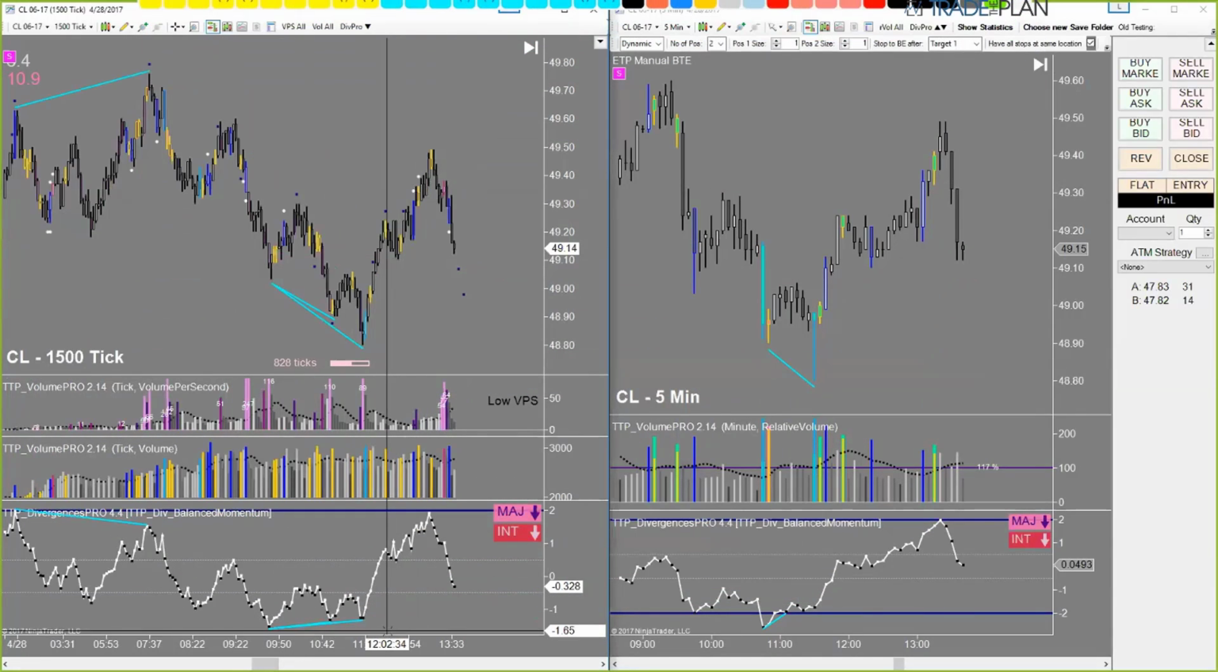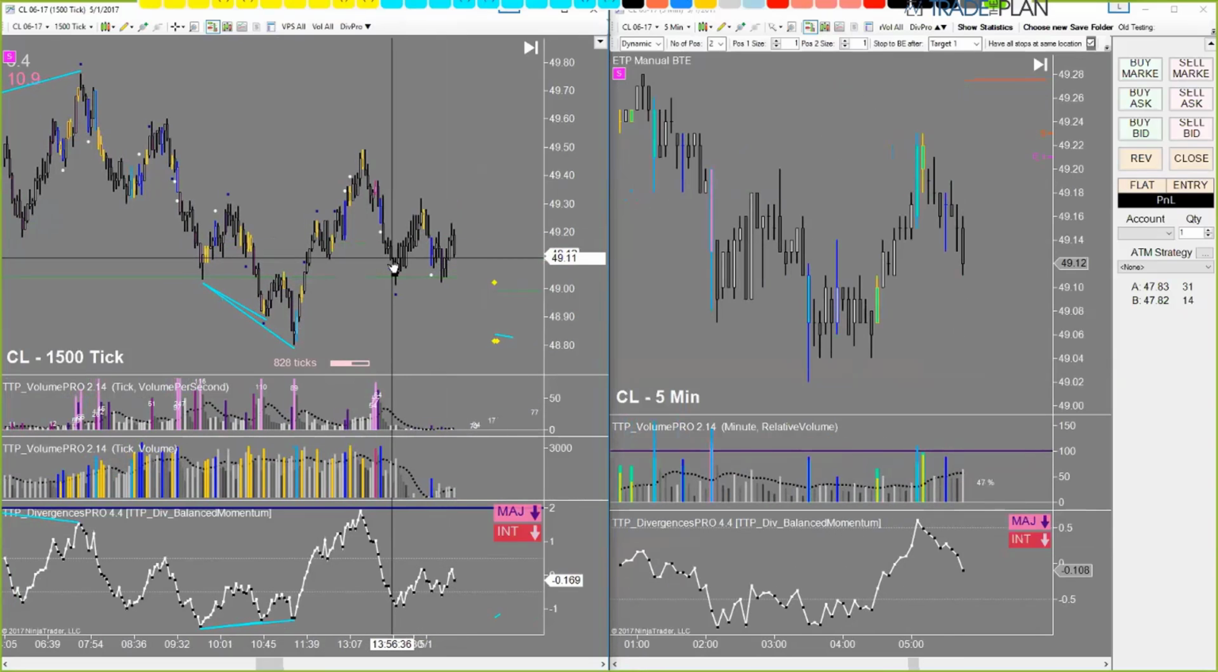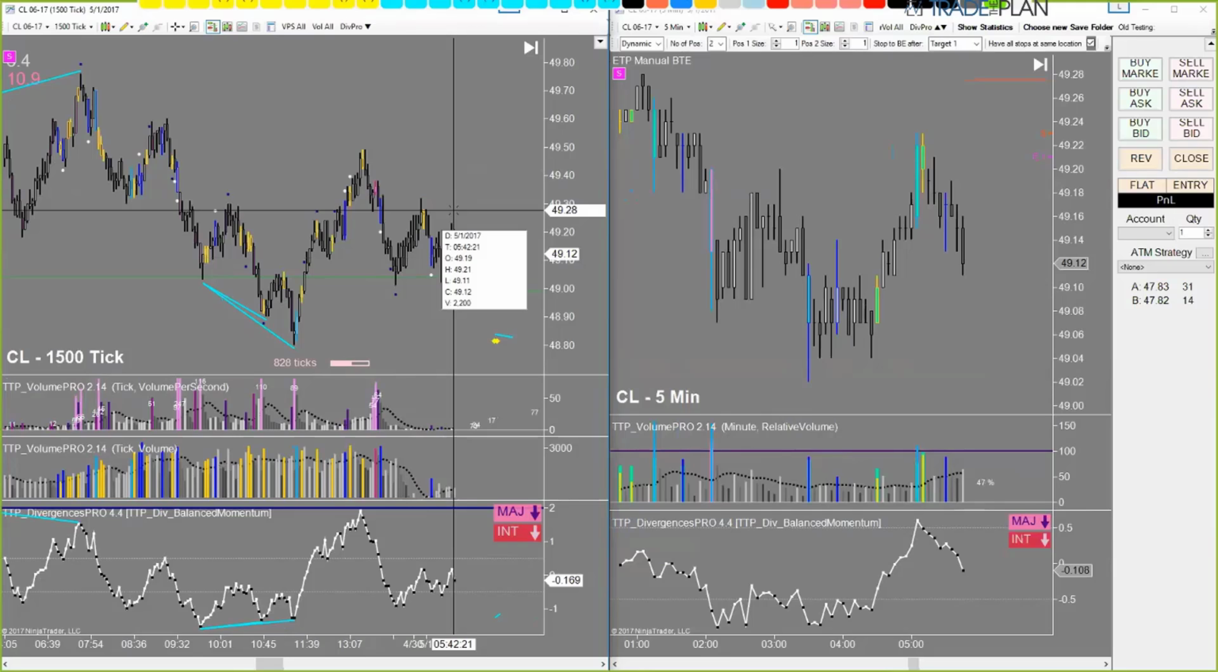But doing this exercise, going through all this, marking up the charts, logging your trades, you'll get better and better at pattern recognition. And that's really what it's all about. So where are we at? 5-1. We're starting at 5:30.